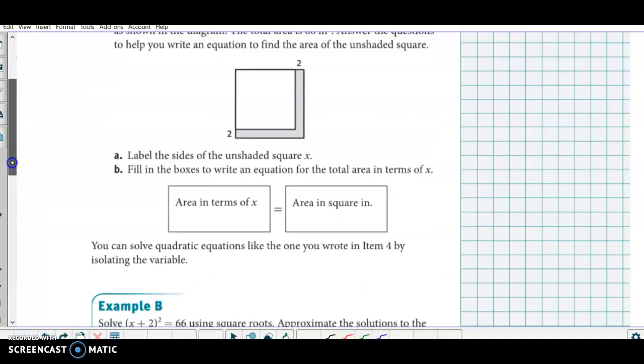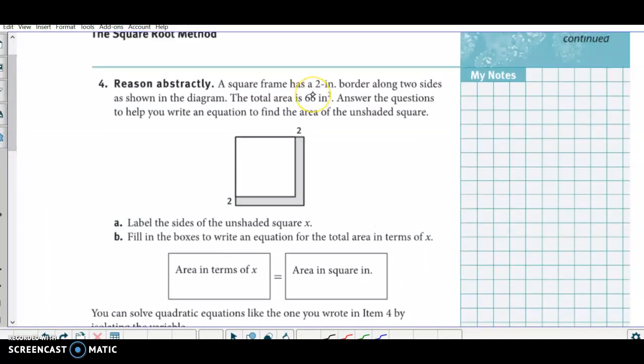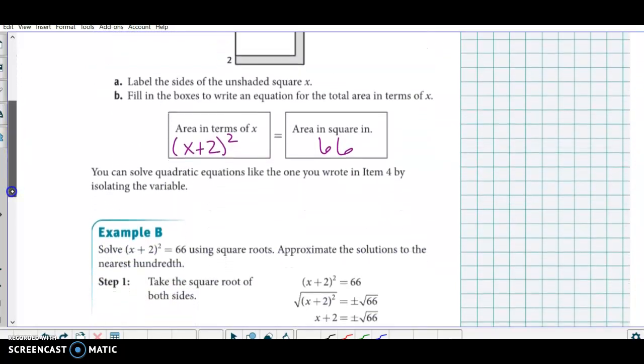As a real world equation, here we have a frame, 2 inches along each side. The total area is 66. It wants us to put an equation for the unshaded area. So label the sides of the unshaded area as x and then fill in the box. So it told us earlier the area was 66 square inches. And in terms of x, we would say x plus 2 quantity squared. When we did that with the algebra tiles way at the beginning, we were looking at some of that.